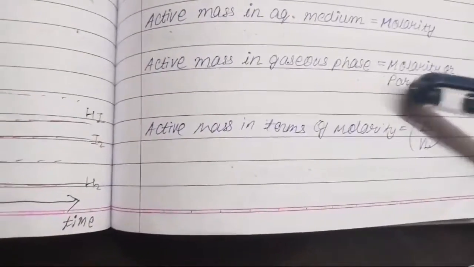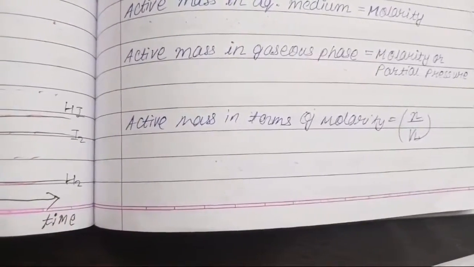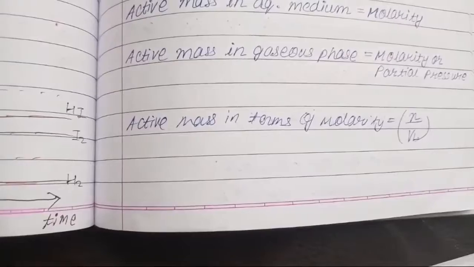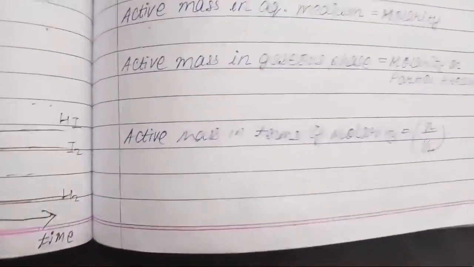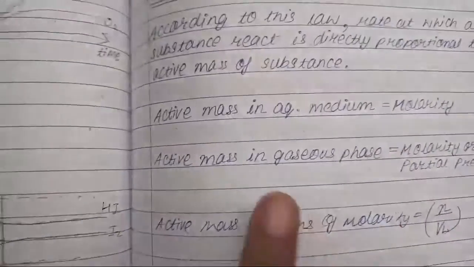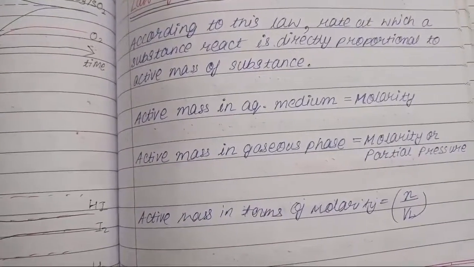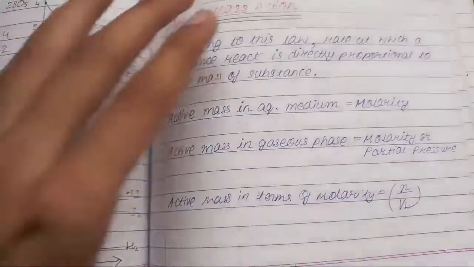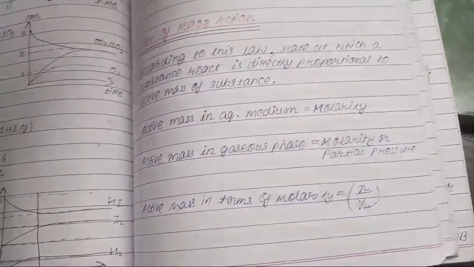Generally we use partial pressure and we use molarity very little, and even in questions you'll encounter partial pressure more than molarity. So for aqueous medium it's molarity, for gaseous phase it's partial pressure. Active mass in terms of molarity can be represented as number of moles divided by volume in liters.